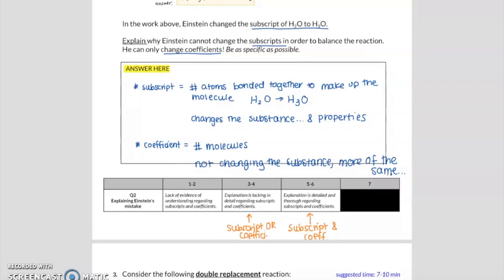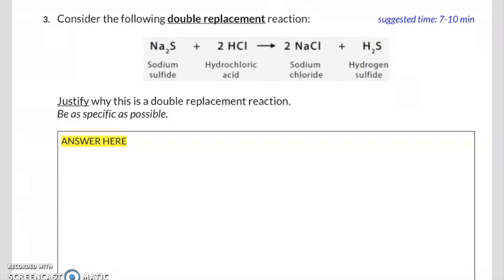Or if you simply missed the mark, there was a lack of evidence about how to balance reactions, you would have been in the 1-2 category. And moving on to question 3. Question 3, you are given this reaction of sodium sulfide and hydrochloric acid, yielding sodium chloride and hydrogen sulfide.